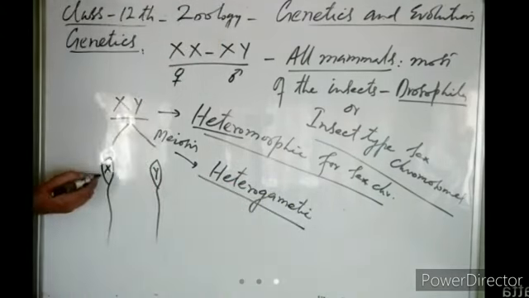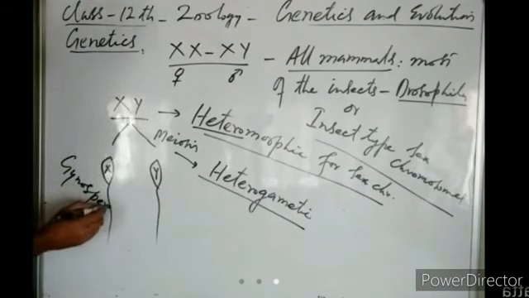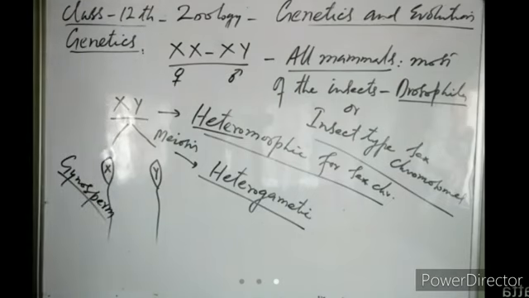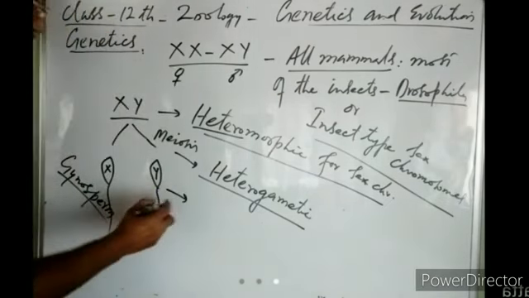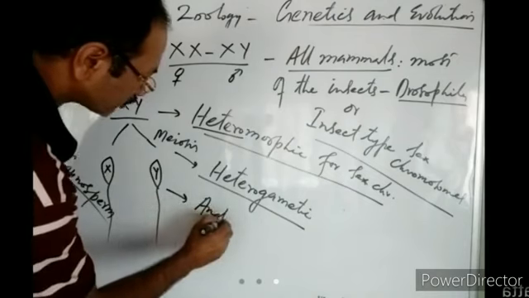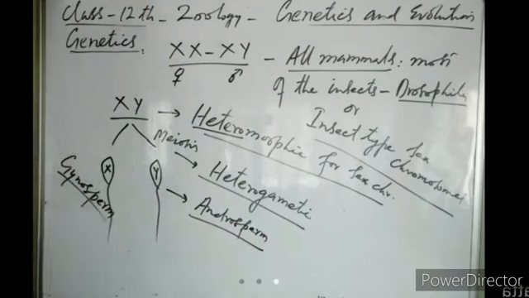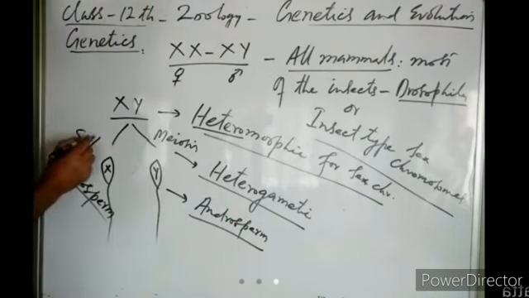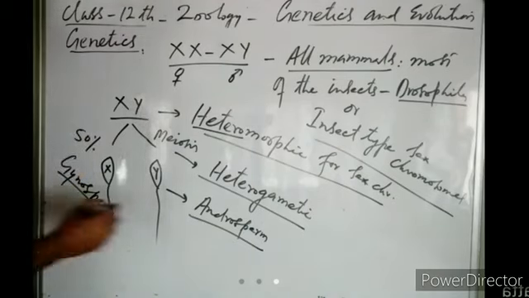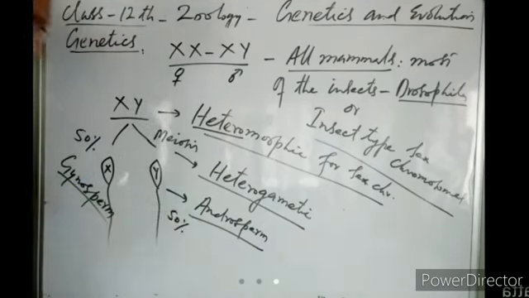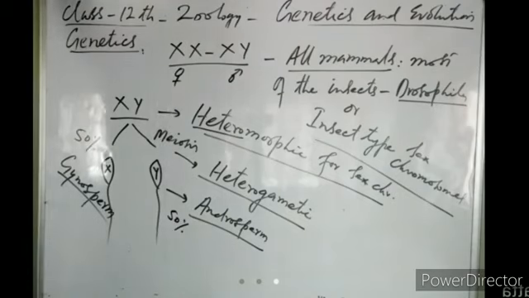This sperm with sex chromosome X is known as gynosperm. And this sperm with sex chromosome Y is known as androsperm. So male produces two types of sperms, gynosperms and androsperms, in equal proportions: 50% of the sperms will be gynosperms, 50% will be androsperms, right?